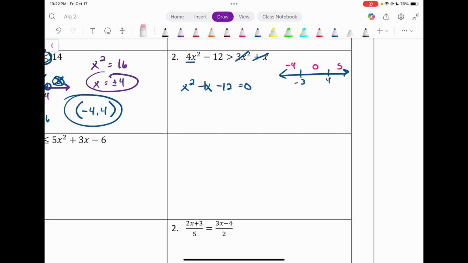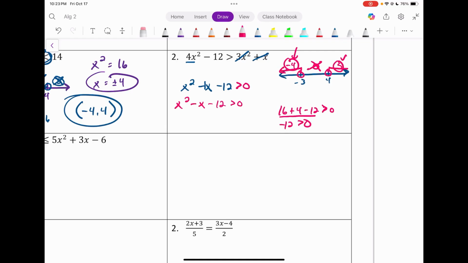So now I'm going to go back to where I moved everything over, and put my greater than symbol back in. So x squared minus x minus 12 is greater than 0. When I plug in -4, I get 16 plus 4 minus 12 is greater than 0. That is 8 is greater than 0. That's true. When I plug in 0, I get -12 is greater than 0, which is not true. When I plug in 5, I get 25 minus 5 minus 12, I get 8 is greater than 0, which is also true.